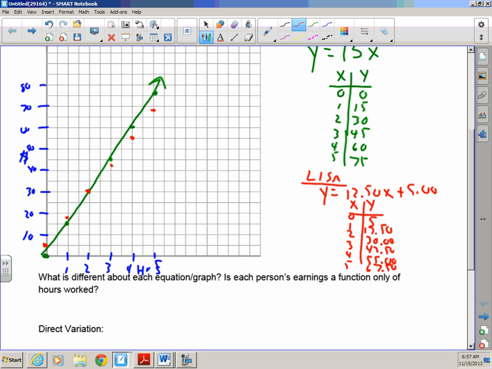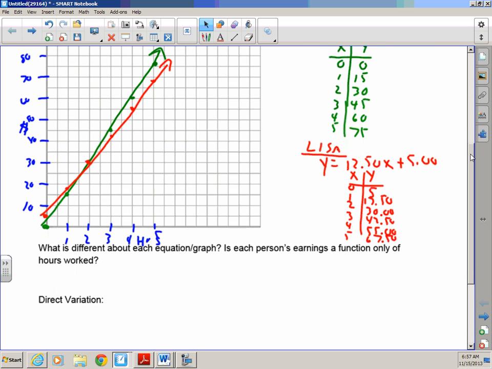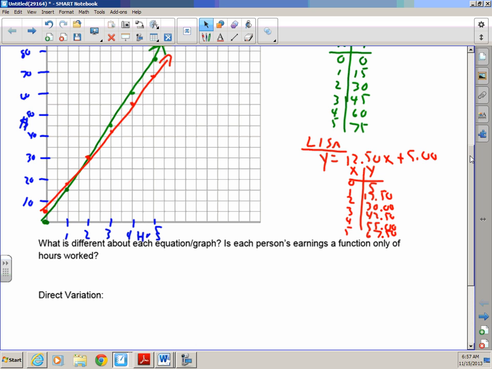Now, not great as straight lines, but a couple of things that you can answer from this. One is you'll see that at 2 hours they both make the same amount of money, but then what you'll see is as the hours increase, Jill is going to make more money because the green is above the red.